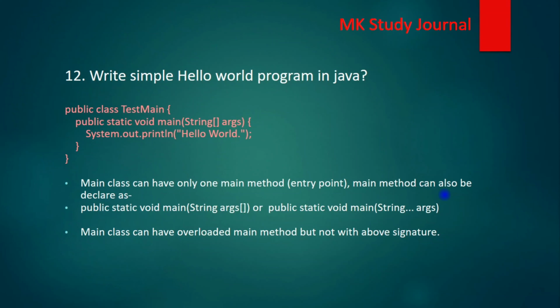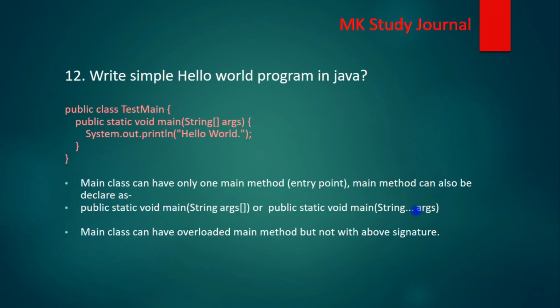Here we simply create a class called Main. Inside that we create our main method, and then we print hello world. A few key points on this: the main class can have only one main method, like the entry point. The main method can be declared in two ways, using a string array parameter or using a variable arguments parameter. But we can't use both. We can't create two methods, one for the string array and another for variable arguments. In this case it will give a compile time error. And the main class can have an overloaded main method, but not with the above signature.